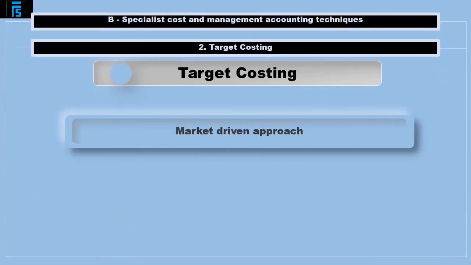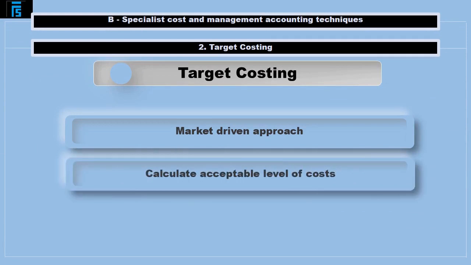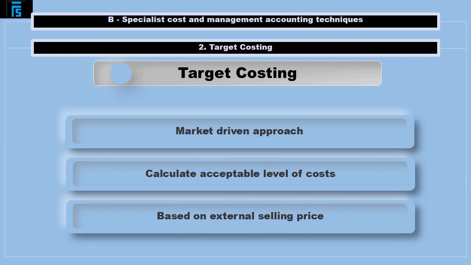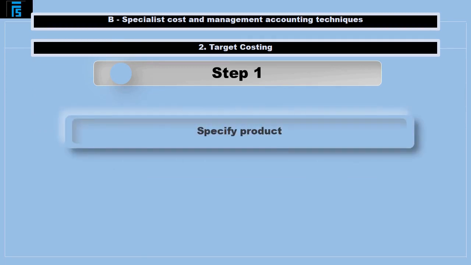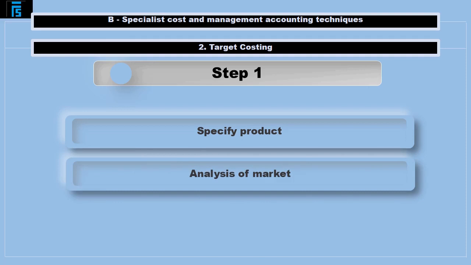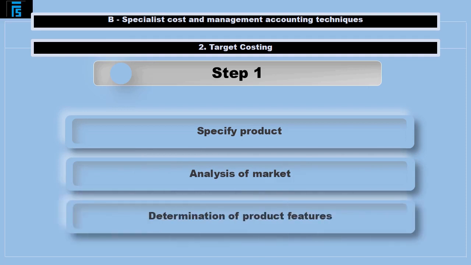Target costing is a market-driven approach to pricing that looks to calculate an acceptable level of costs based on a selling price that has been researched in the external market. Let's consider the steps involved for a typical manufacturing company in the target costing process. In a manufacturing company, target costing applies to a particular product. So we begin in step 1 by specifying a product that the company wishes to sell. This will involve an analysis of the market and a determination of what product features are of interest to customers.